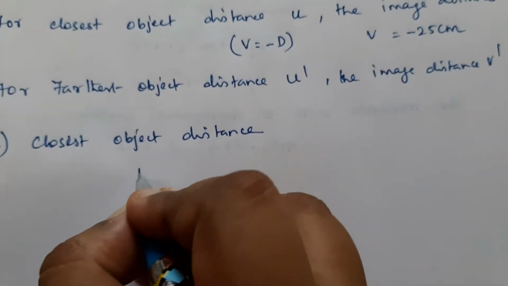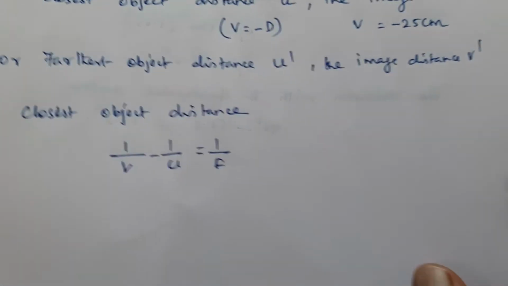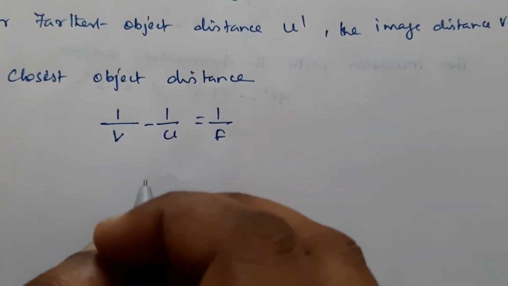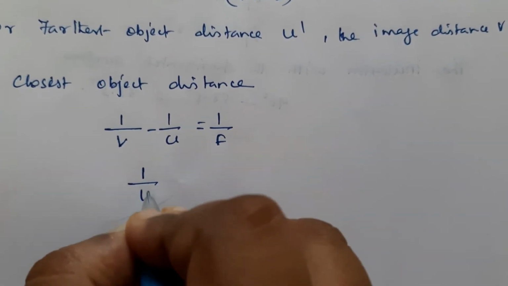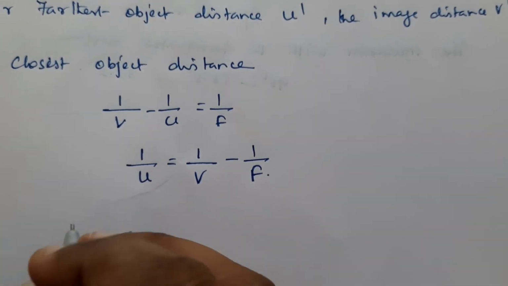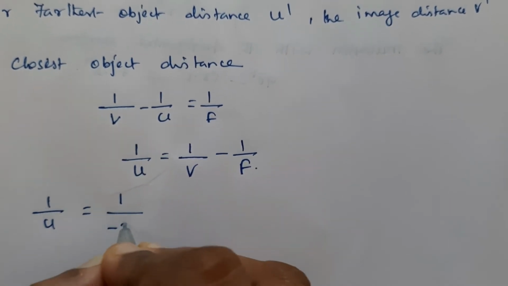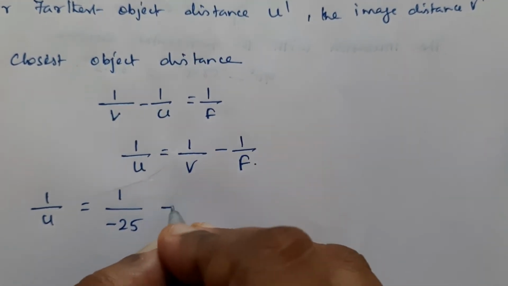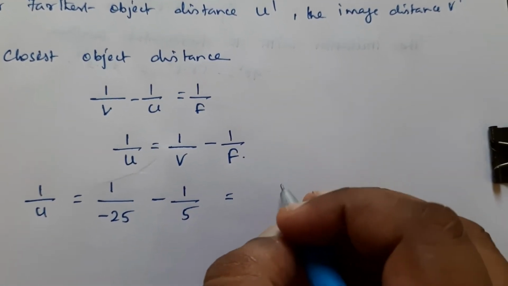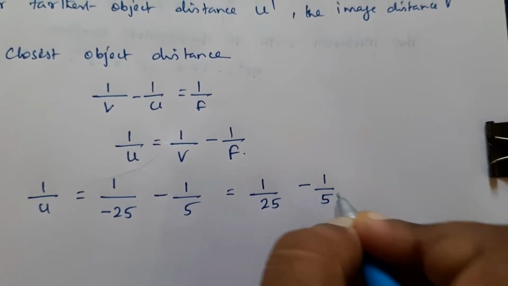So we can write the formula 1 by V minus 1 by U is equal to 1 by F. That is the lens equation we are using. We want to find out 1 by U, so 1 by U is equal to 1 by V minus 1 by F. We substitute V, which we know is minus 25: 1 by U is equal to 1 by minus 25 minus 1 by 5.